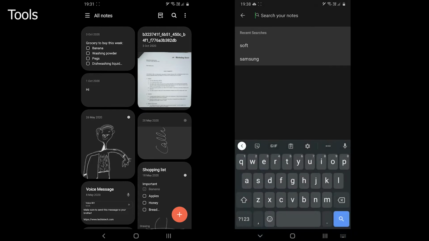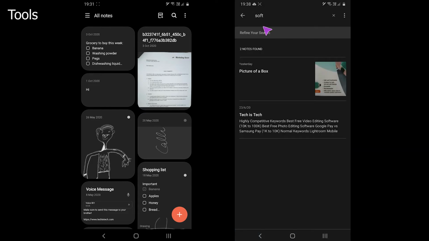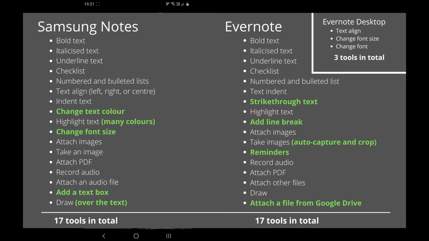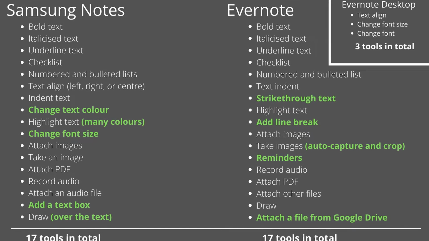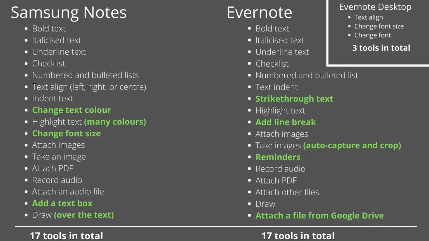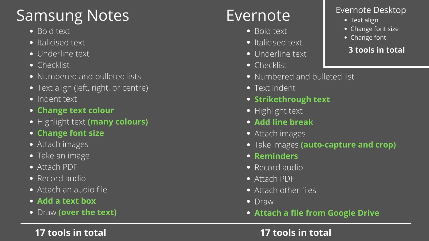Let's move to the tools both offer. The easiest way to compare tools is to show them in a table. Take a look at this table. The text in green shows that the opponent does not offer that feature. Both support the rich editing tools, and you can attach images, audio files, and more.